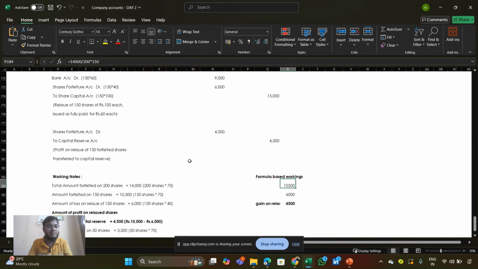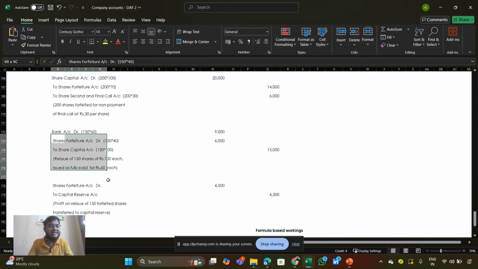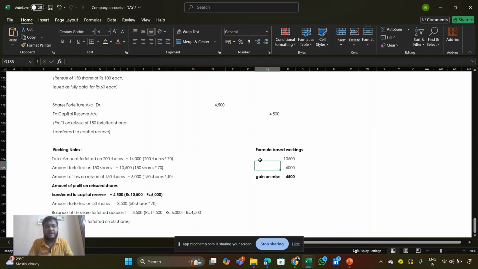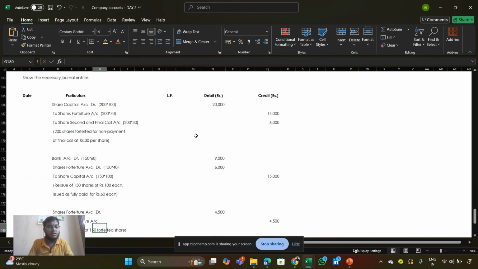Do you have any doubt in the sum? Reissue is just selling the shares, and we should find the profit. While finding the profit, there will be a loss also. We have reduced the loss, and then we should find the gain. And the gain will be transferred to the capital reserve account.